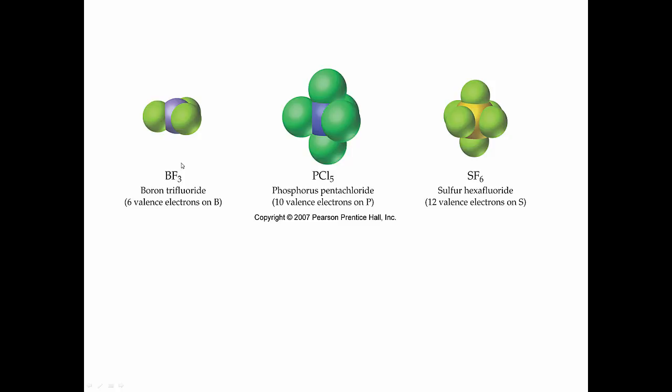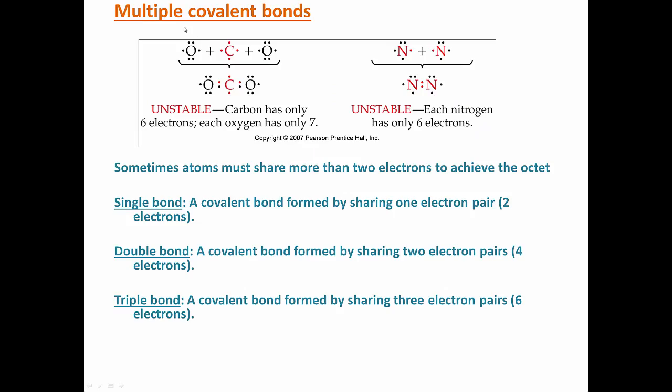Here we have boron trifluoride, and it can't form an octet. Phosphorus, it can form 5 bonds, and that's more than an octet. Phosphorus pentachloride. There are 10 valence electrons. And then there's sulfur hexafluoride. There are also multiple covalent bonds.